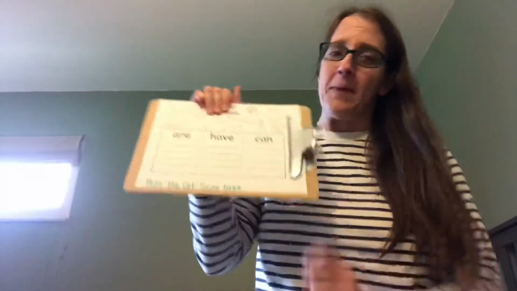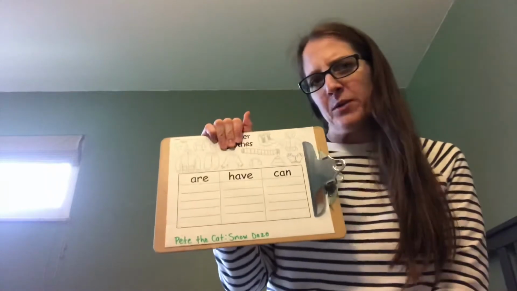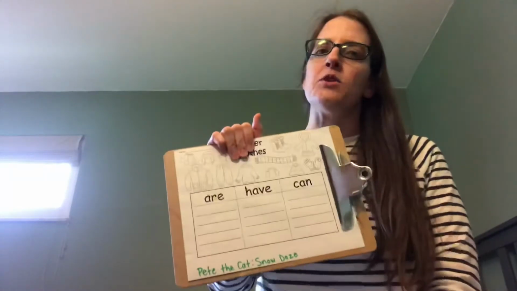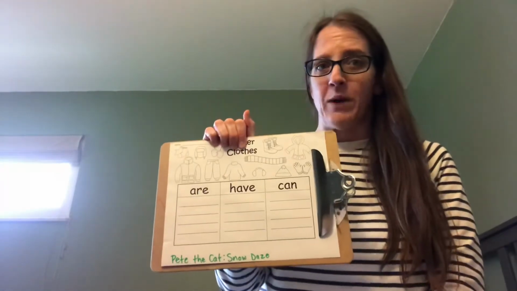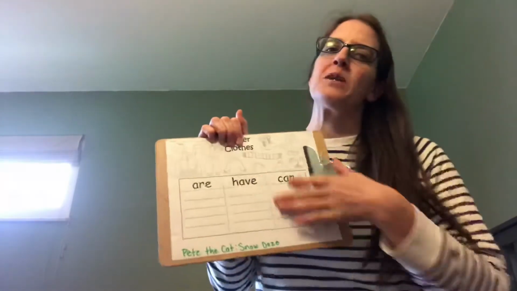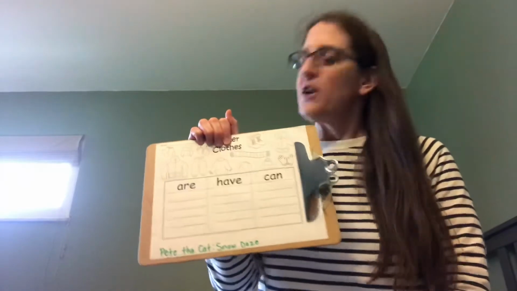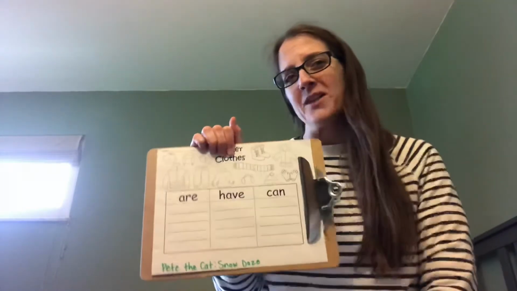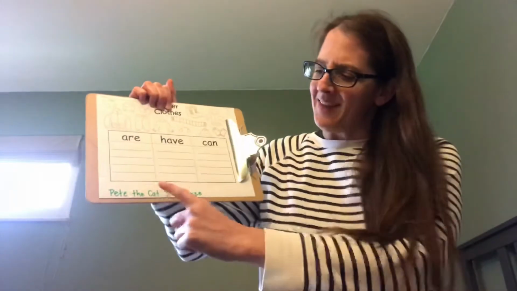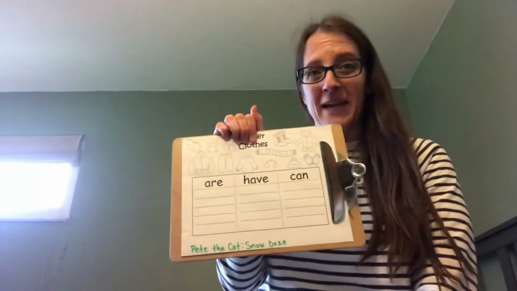In this story about Pete the cat, you'll see Pete doing outside things like you do in the wintertime. And you'll see what kinds of winter clothes Pete is wearing. And then what we're going to do is use a graphic organizer to write about the different clothes that Pete is wearing. So go ahead and pause the video. Pull up Pete the Cat Snow Days and give a listen. And then come back and join me.